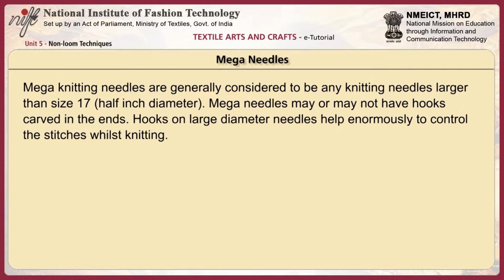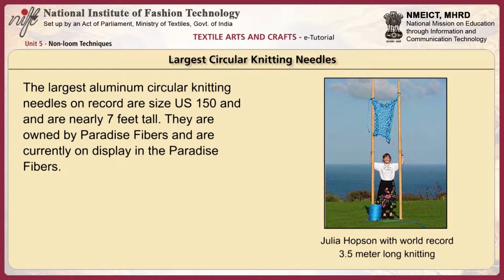Mega knitting needles are generally considered to be any knitting needles larger than the size 17, that is half inch diameter. Mega needles may or may not have hooks carved in the ends. Hooks on large diameter needles help enormously to control the stitches while knitting. The largest aluminium circular knitting needles on record are size US 150 and are nearly 7 feet tall. They are owned by Paradise Fibers and are currently on display in the Paradise Fibers.